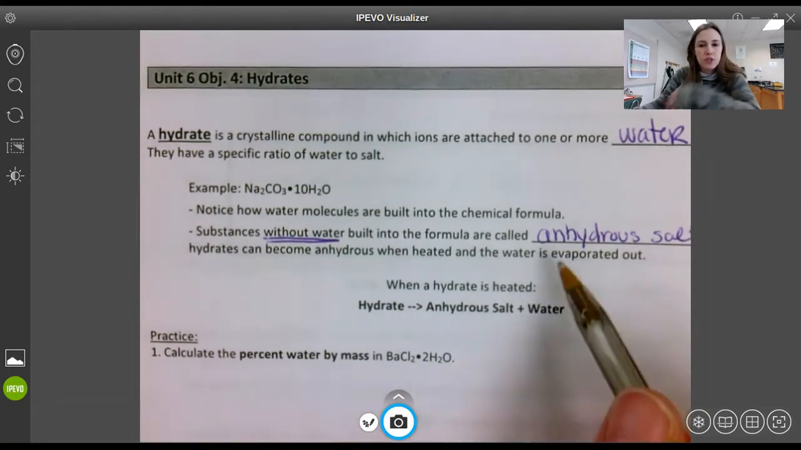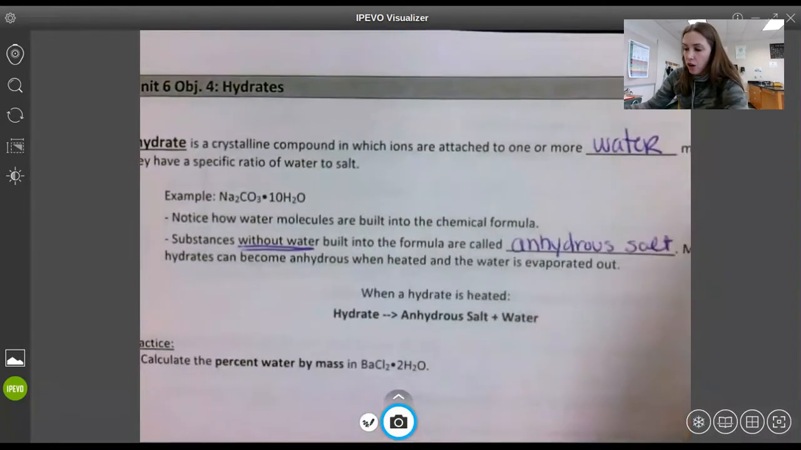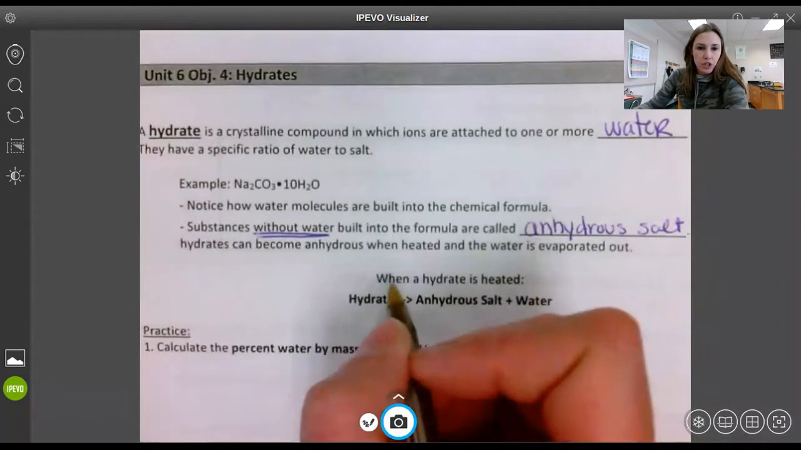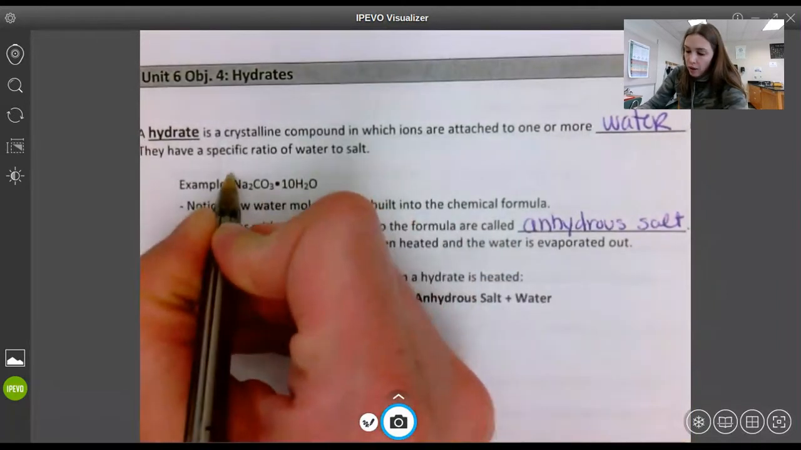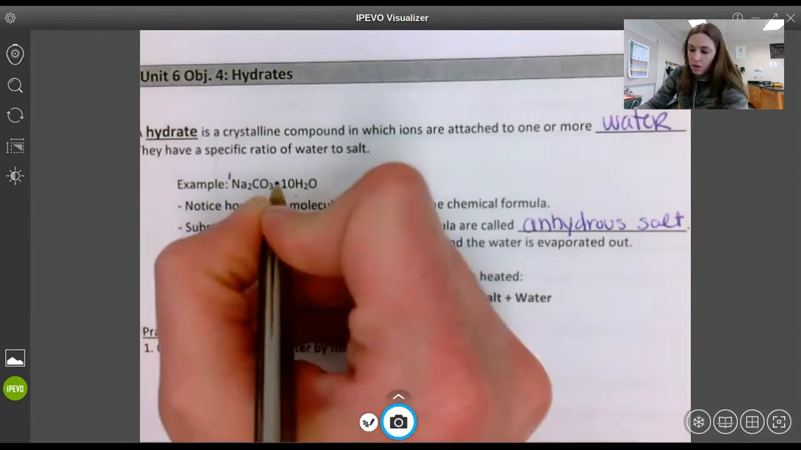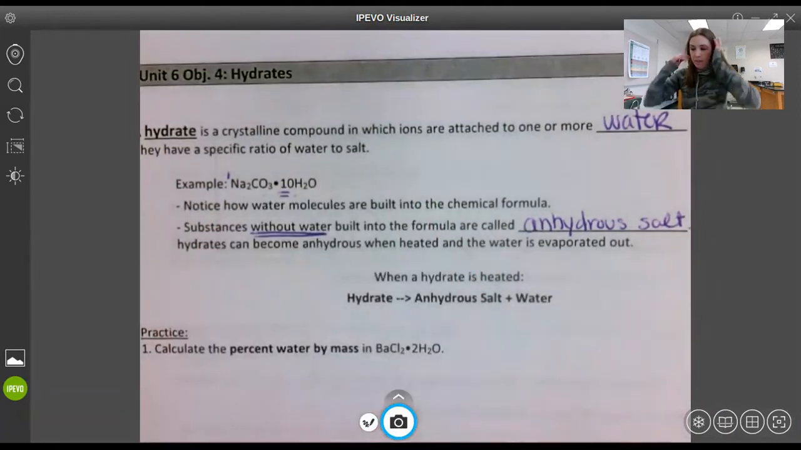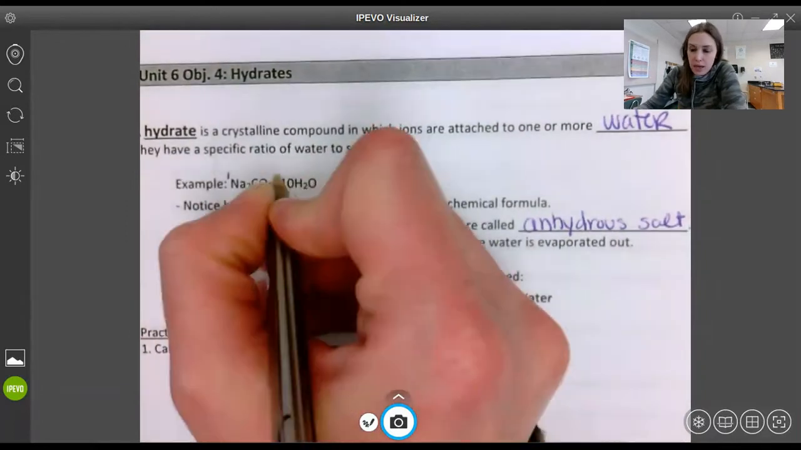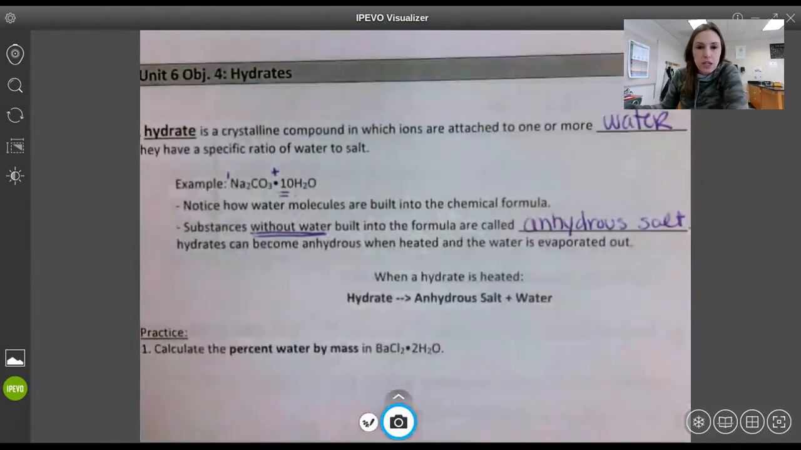So a hydrate, which we talked about before, has ions which are attached to one or more water molecules, and it's a very specific ratio. So for every one sodium carbonate compound we have 10 water molecules attached to them. And it's built right into the formula. Just remember this dot represents a hydrate, but don't think about it as a multiplication symbol. Think about it as an addition symbol.